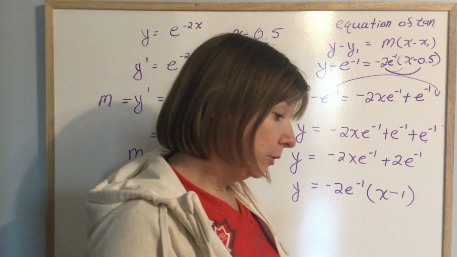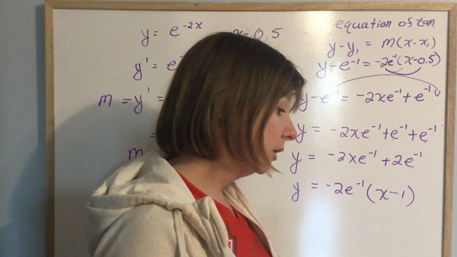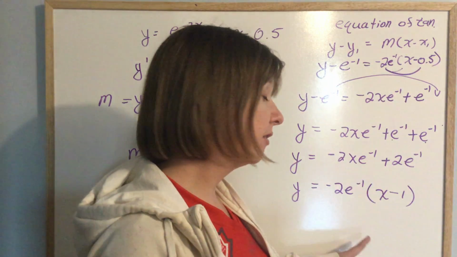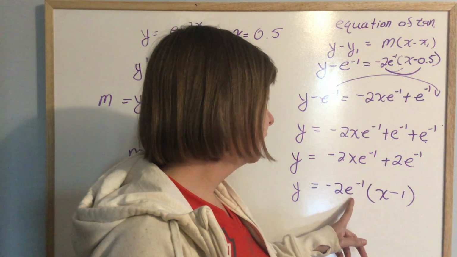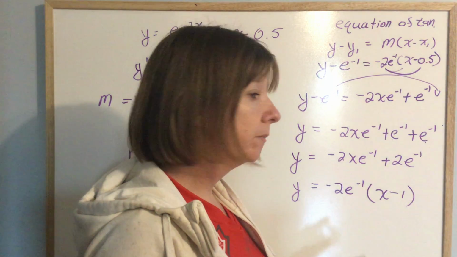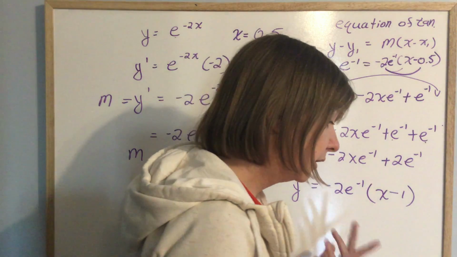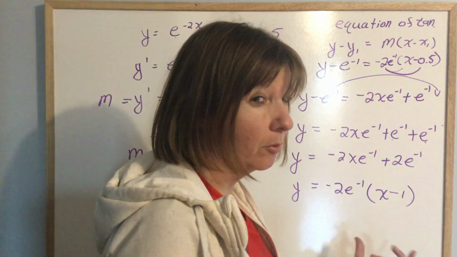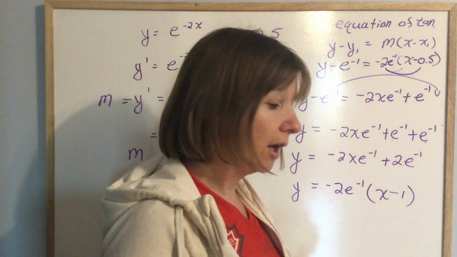If you wanted to, you could change that into a decimal. You could go 2 times e to the negative 1, and then you could expand it out. But this is just as simple, and you don't have to do any work in your calculator.